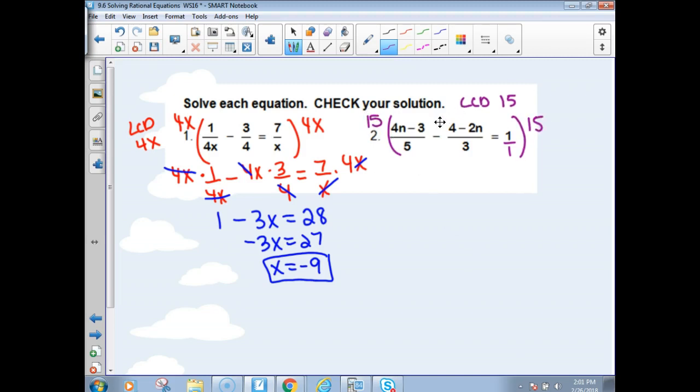I'm going to go ahead and show it in here. So I'm going to put the 15 there. I'm multiplying 15 times each piece. You can eliminate the parentheses if you wish. Maybe that would make it look less messy.